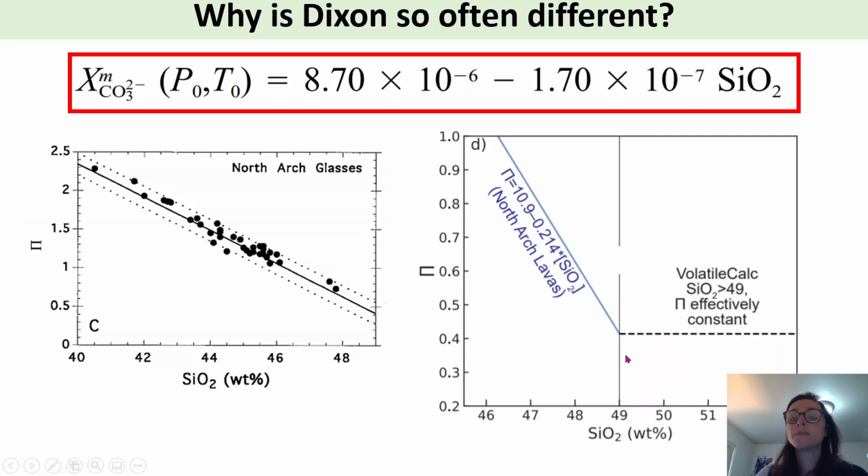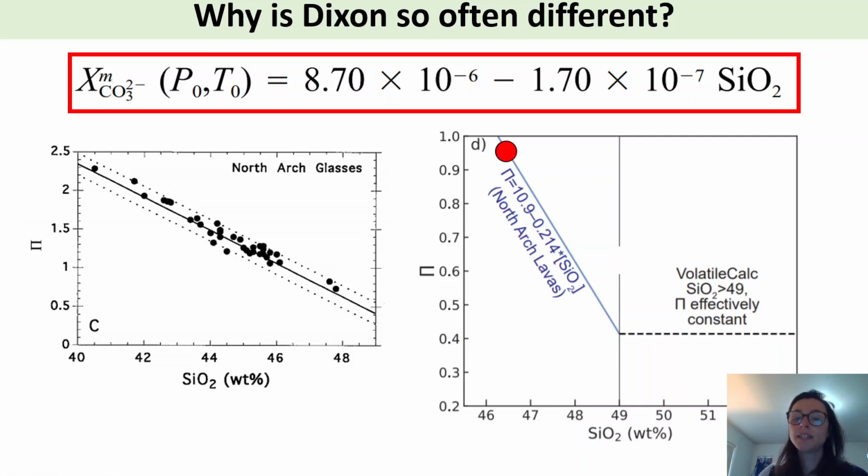So what VolatileCalc Basalt does is if you try and enter a silica content more than 49, it will tell you you're not allowed to do that. And what most people have done at that point is just enter 49, even if say their melt inclusion is 52 or 50 weight % silica. And that's fine, but at that point what you're saying is that you're assuming all of your melts with more than 49 weight % silica have equivalent pi values to sort of 0.4, which is what the North Arch trend is at that silica value.